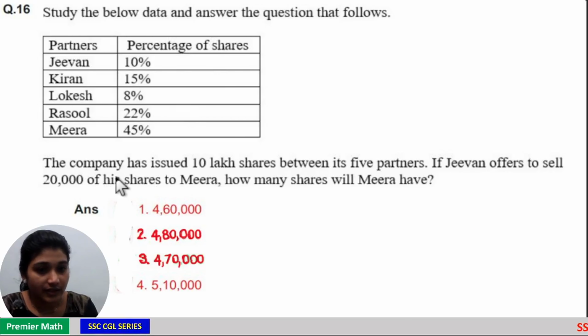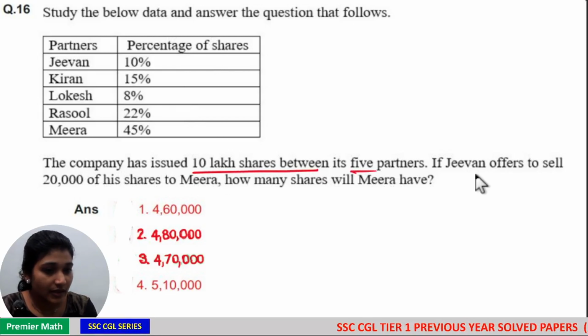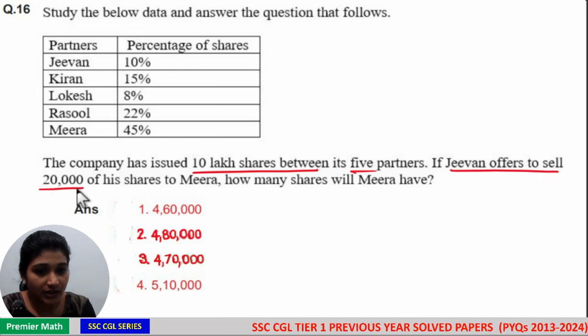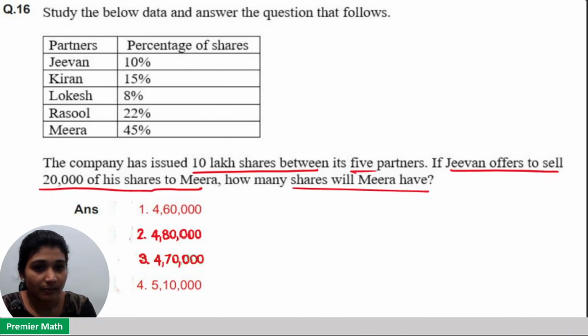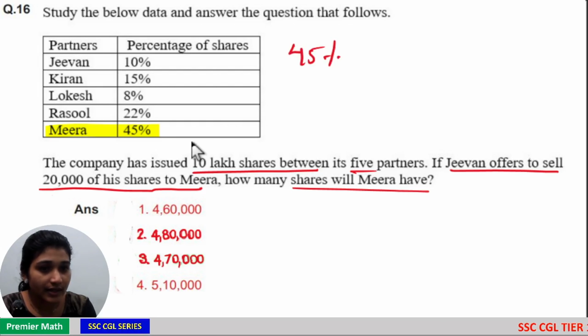Study the given data. A company had issued 10 lakh shares between its 5 partners. If G1 offers to sell 20,000 of its shares to Meera, how many shares will Meera have? Here, Meera already had 45% of the shares. So 45% of 10 lakh.